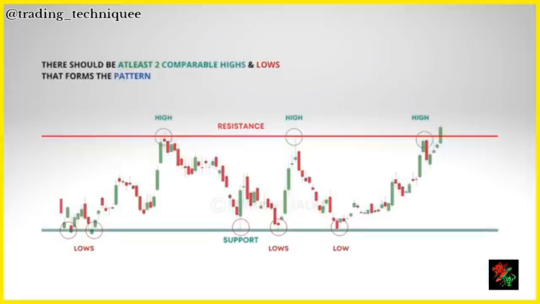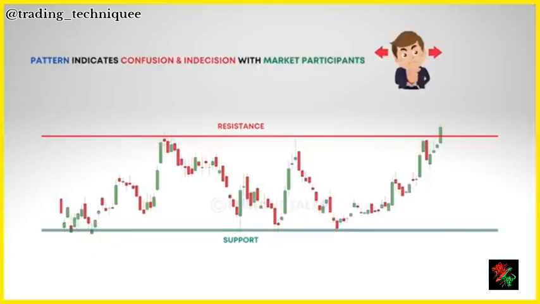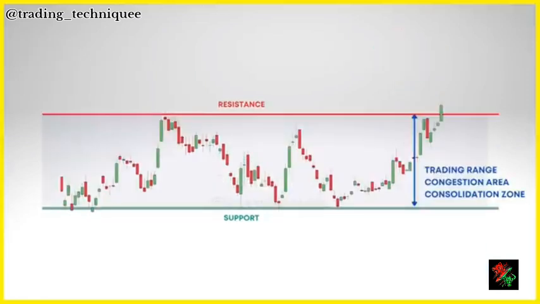These highs and lows can be joined to make two parallel lines that form the top and the bottom of the rectangle. Now, a rectangle formation shows a period of indecision between sellers and buyers as they take turns throwing punches at each other, but neither of them has dominance over the other. So the rectangle patterns are also known as trading ranges or congestion areas or consolidation zones.